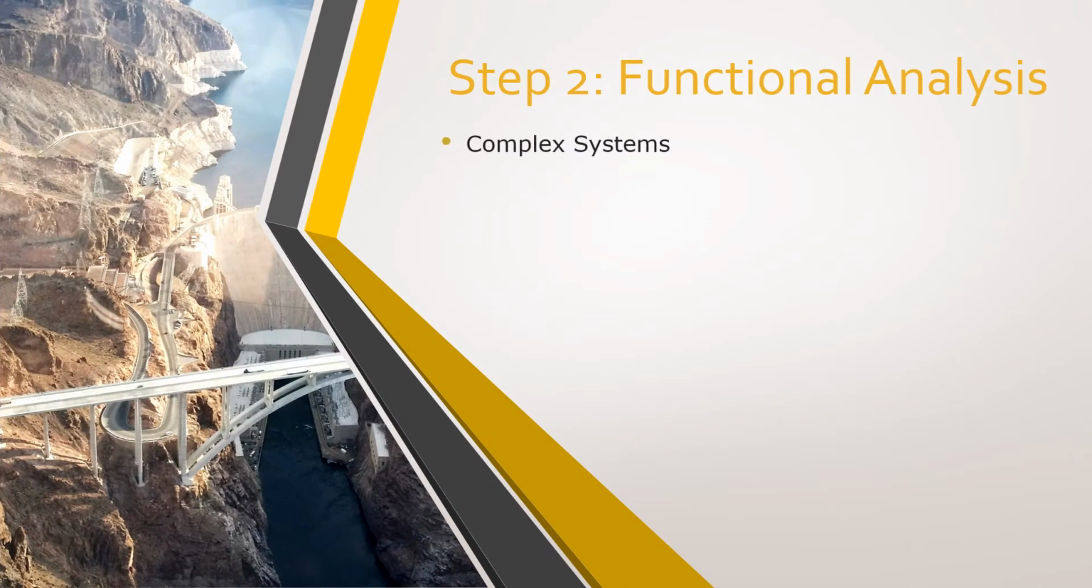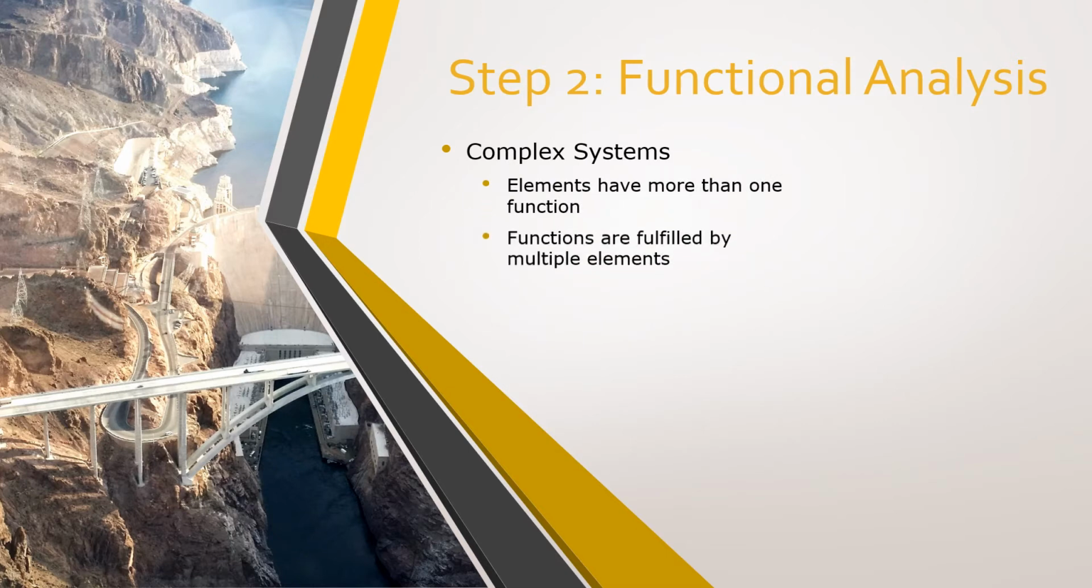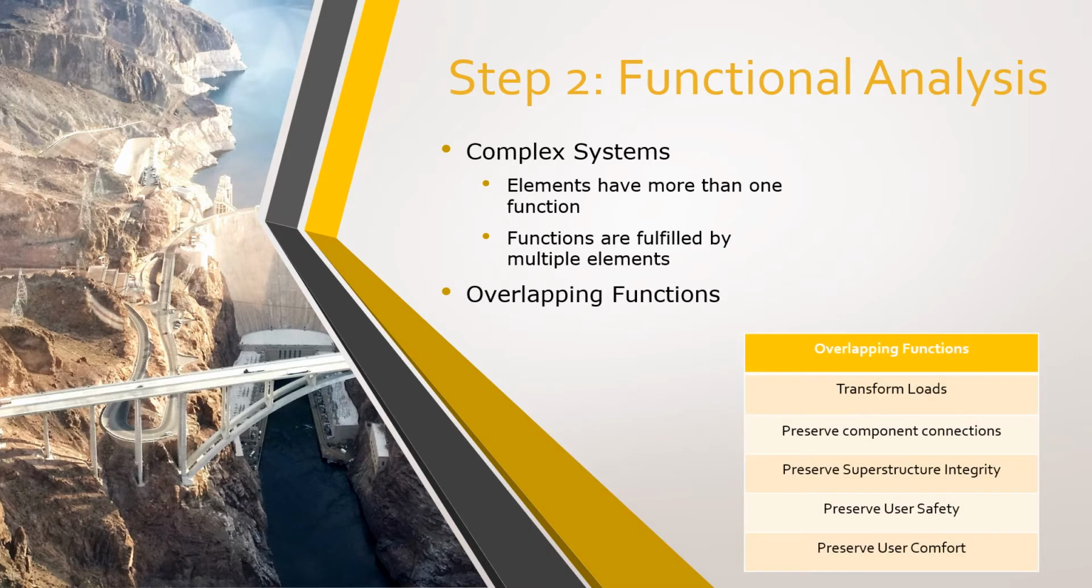However, we know that assets are complex systems, and therefore elements have more than one function, and functions are fulfilled by multiple elements. Therefore, it makes more sense to us to define overlapping functions, which are shown here. They are transform loads, preserve component connections, preserve superstructure integrity, preserve user safety, and preserve user comfort.